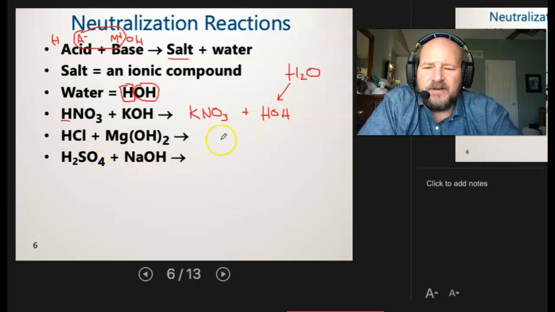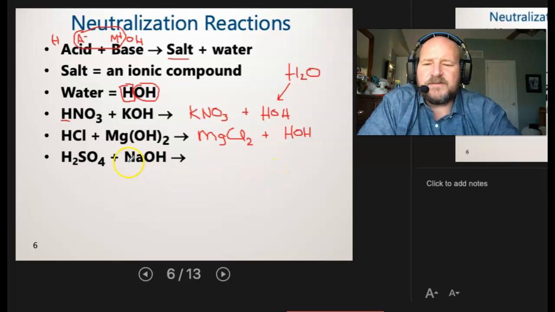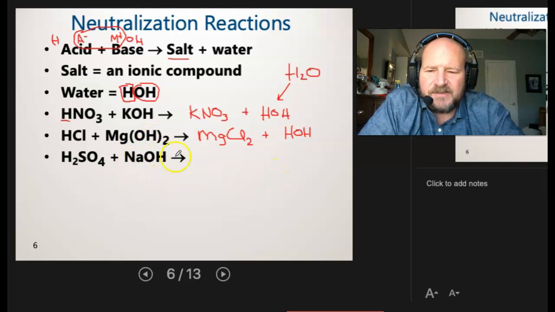For our second one, I'm going to do the salt first as well. So we're going to have magnesium. It's a +2. And then we're going to have chloride, which is a -1. So we're going to need 2 of those. And again, we're going to have water, HOH. All right, so right away I can see I have 2 hydroxides, which means I'm going to need 2 waters. That's going to generate 2 H's.